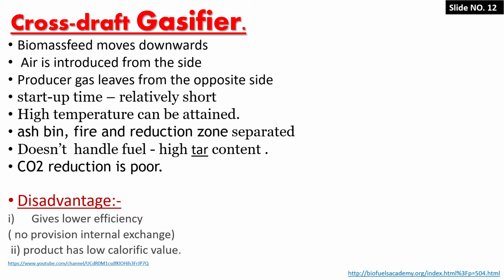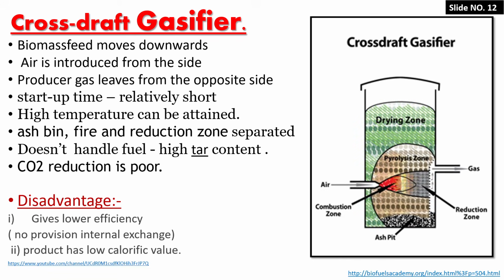Cross draft gasifier. The biomass fed moves downwards while the air is introduced from the side. The gas is withdrawn from the opposite side from where the air is introduced. The crucial difference is that the air will be entering from the side of the reactor rather than from the top or the bottom.